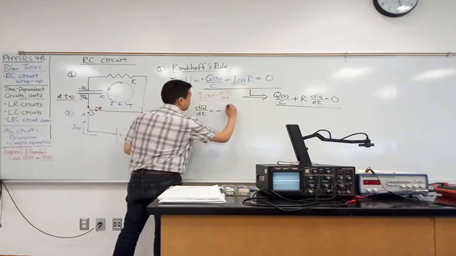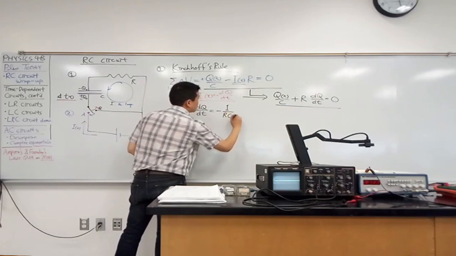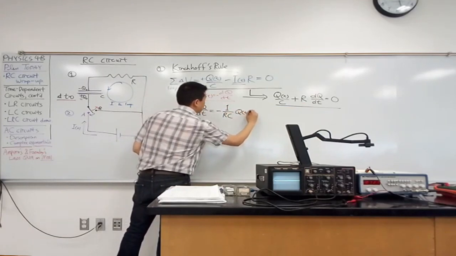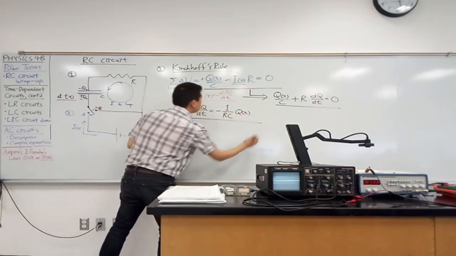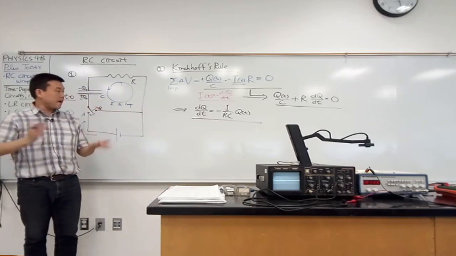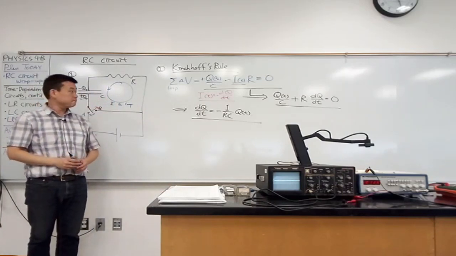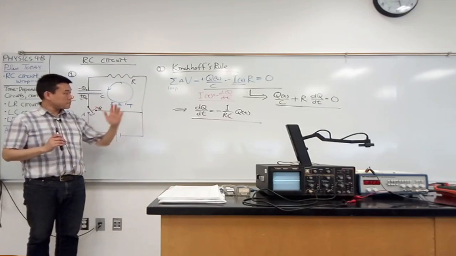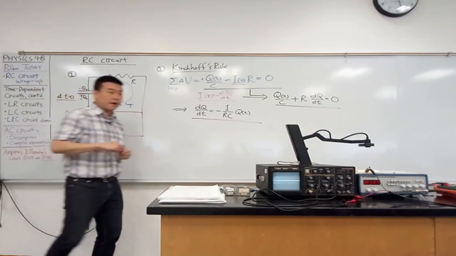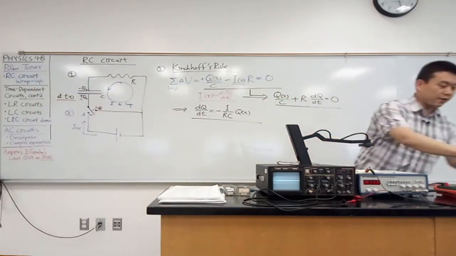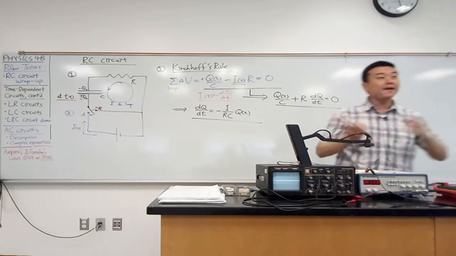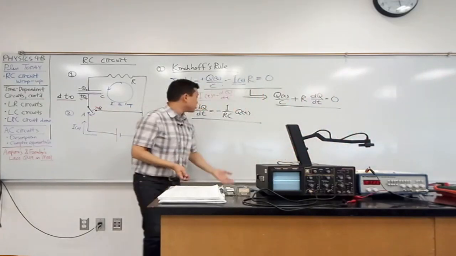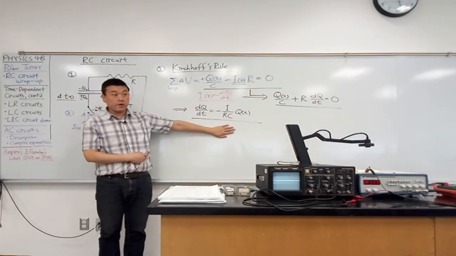So minus 1 over RC Q of t. So this is my differential equation in some kind of a standard form that's easier to tackle. So the step I'm going through now is what you were supposed to be going through in lab: separation of variables and actually solving this differential equation.